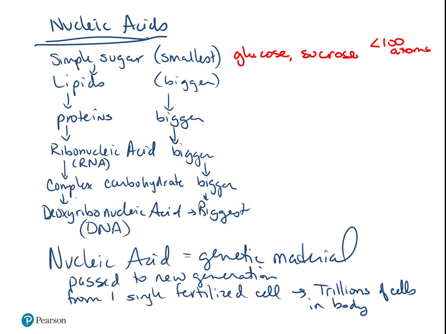If we scale up, the next nutrient that is similar in size but bigger are lipids. So remember that lipids are your fats and oils. Those triglycerides. Lipids are typically a couple of hundreds, but we'll say less than 1,000 atoms in size, but 10 times bigger than any of the sugars.